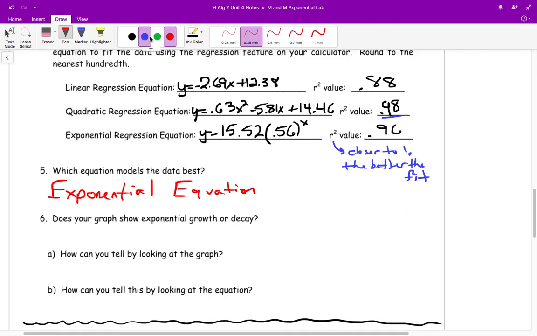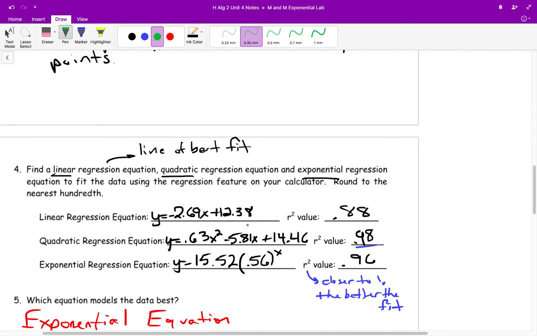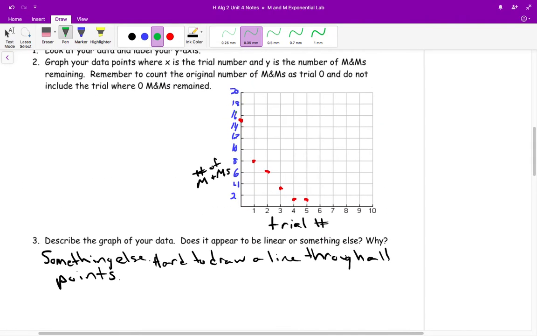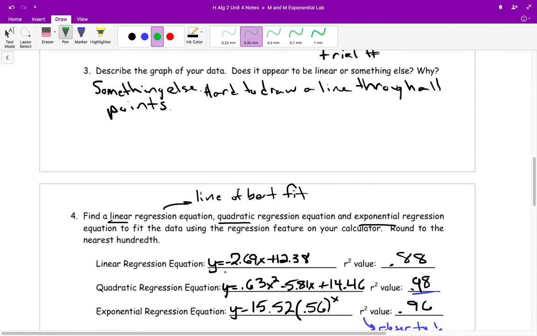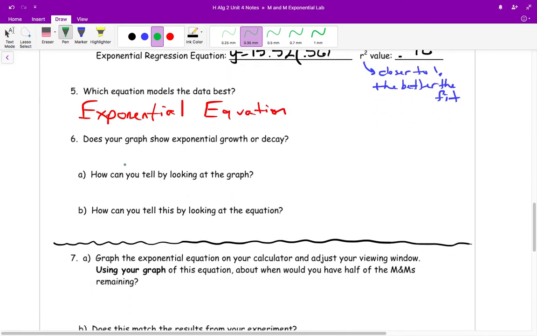Now, the next thing, it's going to ask you, does your graph show exponential growth or decay? And let's take a look. The graph we made showed that as our number of trials went on, we were going down. And if we were to draw in a curve here, you can see that we're going down, which means it's not growing. It means that you've got exponential decay. Now, how can you tell by looking at the graph? All you'd have to say there is that the y values are decreasing.